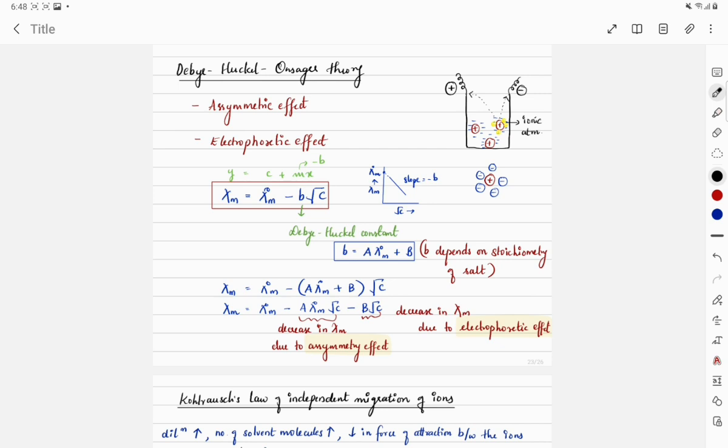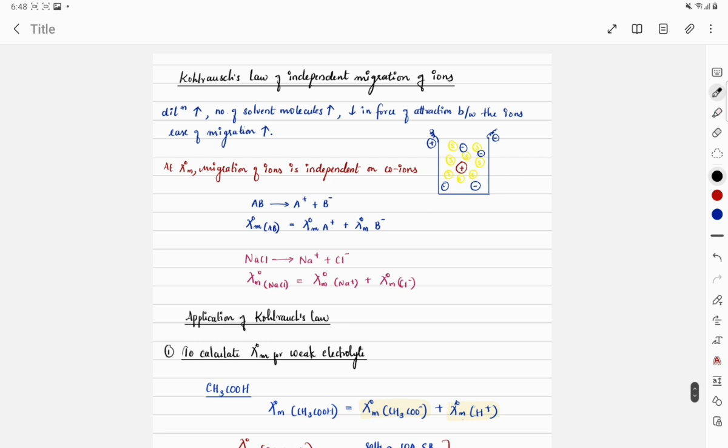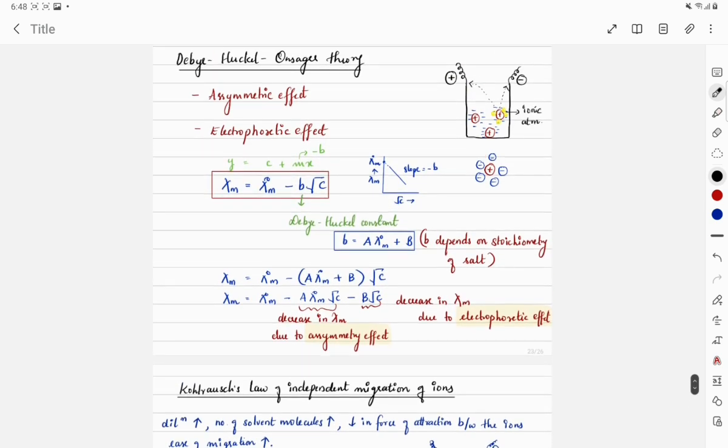and hence we have a straight line graph. The next thing we learned was Kohlrausch's law of independent migration of ions, and we said that lambda 0 m, that is molar conductivity at infinite dilution, can be found by extrapolating the graph, the particular straight line, for strong electrolytes.